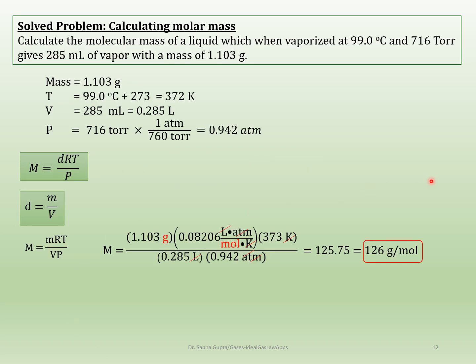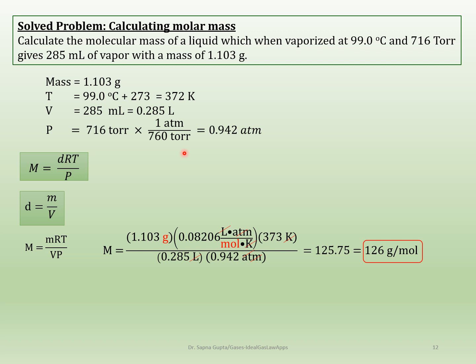So here is calculating the molar mass. Calculate the molar mass of a liquid which when vaporized at 99 degrees Celsius and 716 torr gives 285 milliliters of vapor with a mass of 1.103 grams. So the mass is given to us this time. Temperature, again, convert to Kelvin. Volume, convert to liters. All we're doing here is just unit conversions in the beginning.